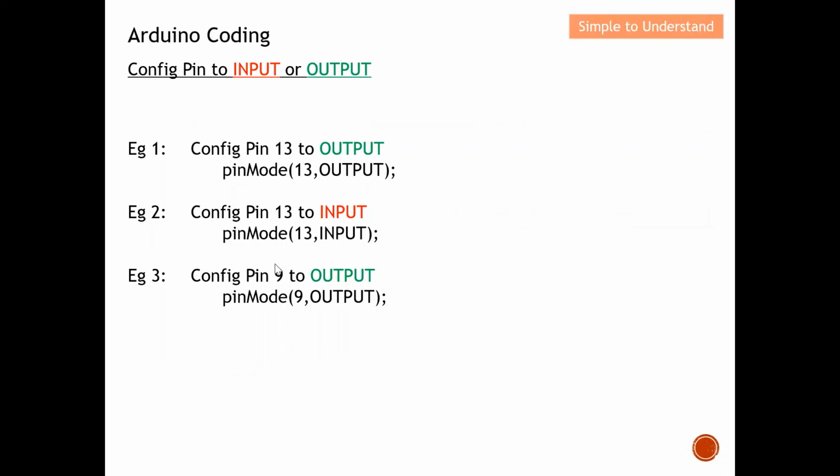Again, I give you another example. For example, pin number 9, I want to set it to output, and how you set it to be output is written over here.